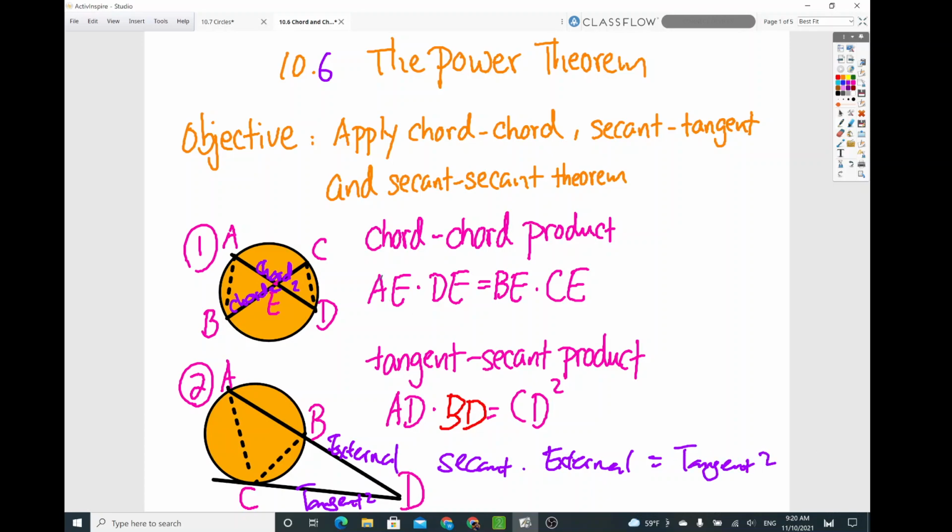Again, for the chord-chord product, the major segment of chord 1 times the minor segment of chord 1 equals the major segment of chord 2 times the minor segment of chord 2.